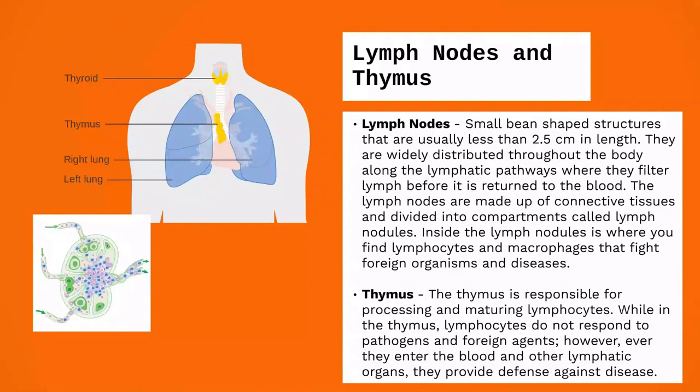The thymus is responsible for processing and maturing our lymphocytes. So while in the thymus, lymphocytes do not respond to pathogens and foreign agents. However, after they enter the blood and other lymphatic organs, they provide defense against disease. So the thymus is where all of your lymphocytes go to grow up, basically.